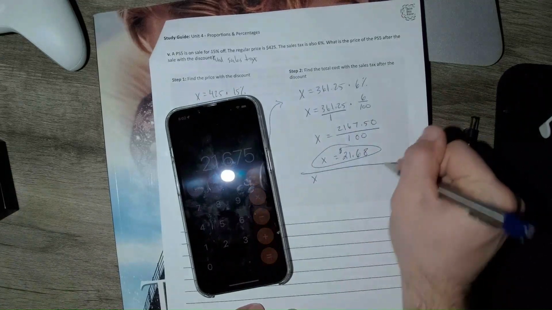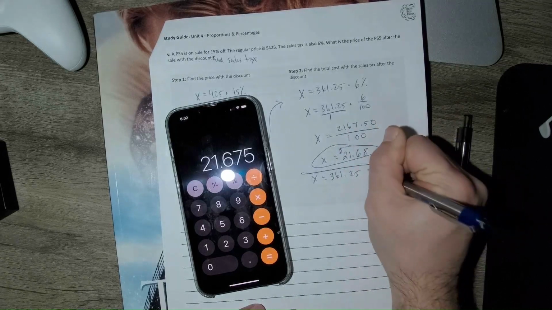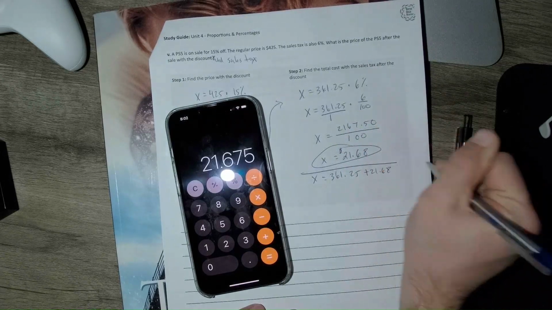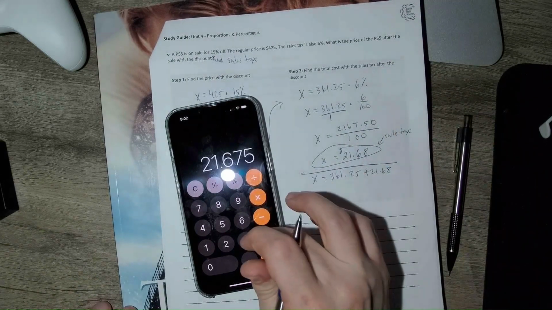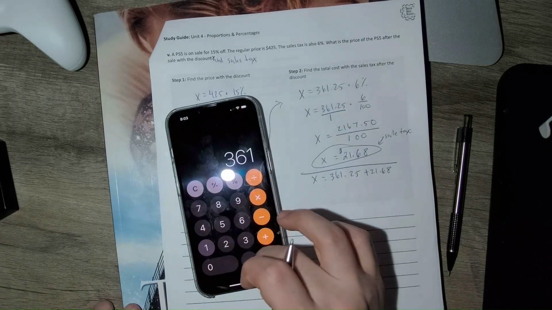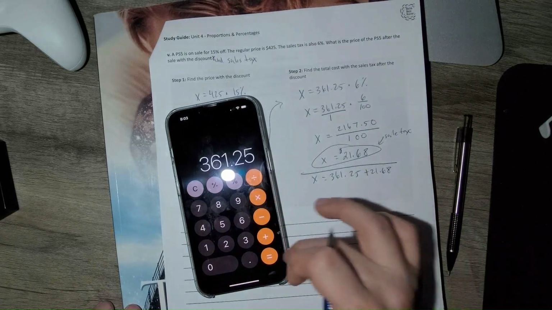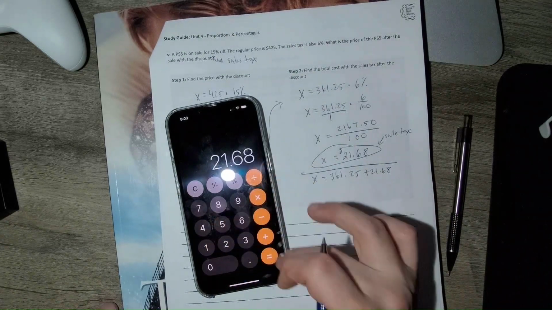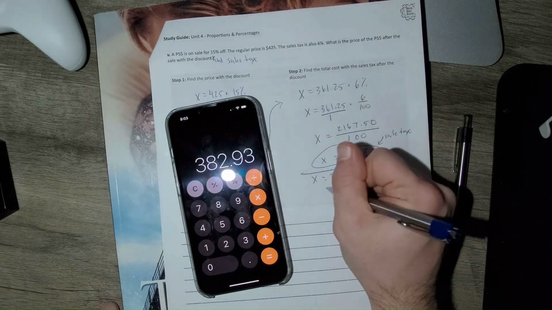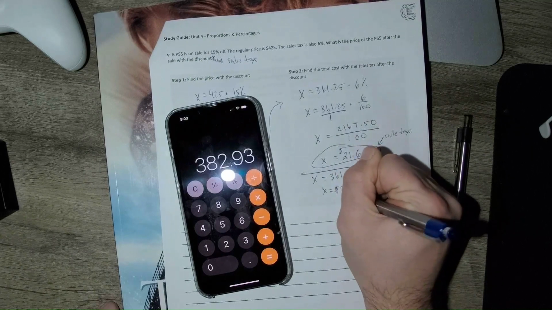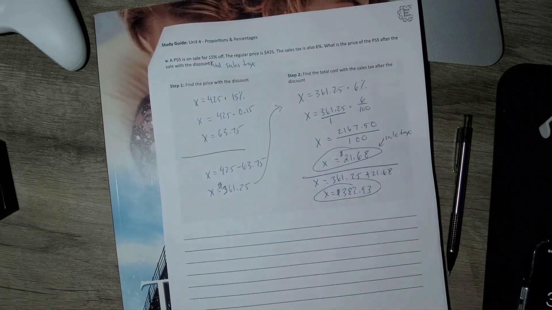So I do x is equal to $361.25 plus $21.68. So this is our sales tax, by the way. And so I do $361.25 plus $21.68 to end up getting the total cost of the PS5 to be $382.93. But again, we're not done there.